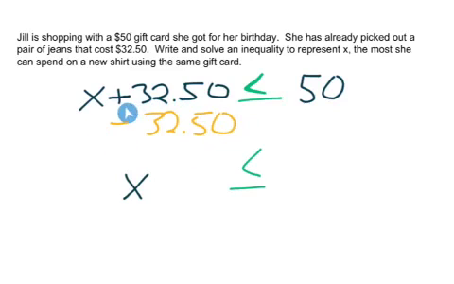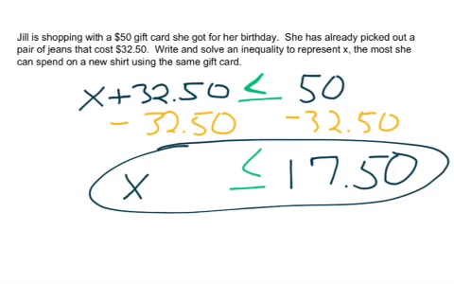and don't forget the strategy that we use is that what we do to the left side of an inequality or an equation, we must do the exact same thing to the right side. So we're going to subtract $32.50 from the right side as well. And when we do that, we end up with $17.50.